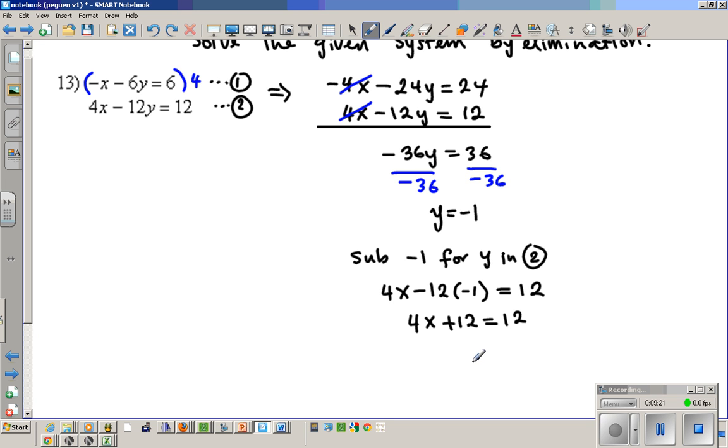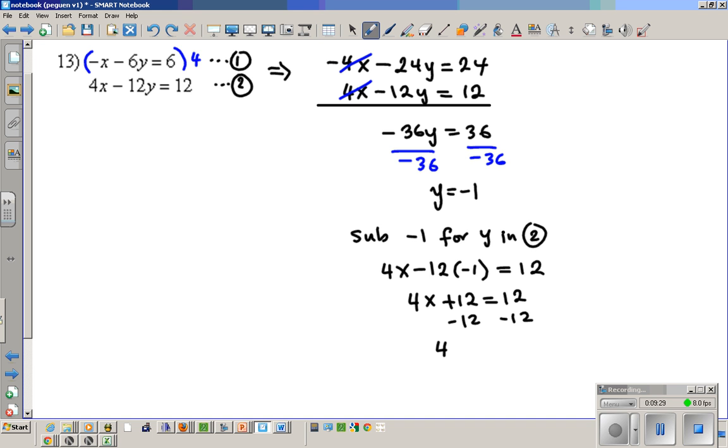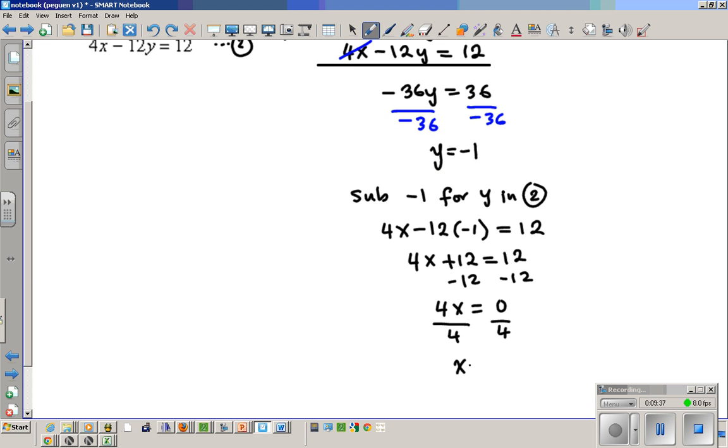Alright, and we're going to subtract 12 from both sides. That gives us 4x equals 0. Divide both sides by 4. And your final answer is x equals 0. Alright, so our solution is the ordered pair (0, negative 1).